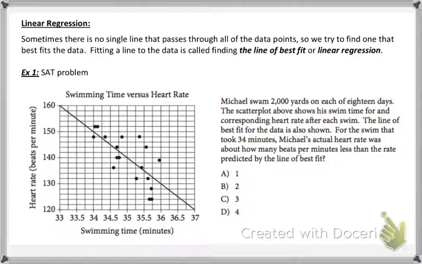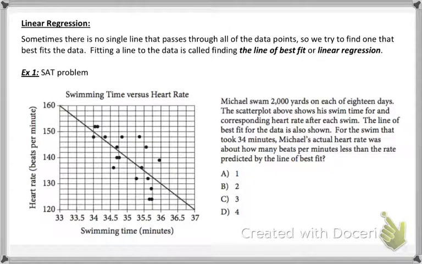So whenever we have a scatter plot, sometimes there is no single line that passes through all of the data points, because we know that data we collect in real life is not always perfect. So the more data we collect, the better idea we have comparing their relationship. When there's no single line that passes through all of the data points, we try to find one that best fits the data, and we call this line the line of best fit, or a linear regression. If your data is not modeled by a line, if it's a curve or parabola, then you would find a curve of best fit, or a quadratic regression if it's a parabola, or a cubic regression if it's a cubic function.